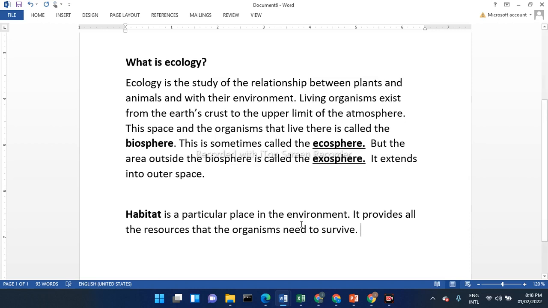So a habitat is a particular place in the environment. It provides all the resources that the organism needs to survive. It's like a fish. A fish is not going to live in the desert, right? Fish live in what? In the water. They live where they can thrive and survive. And that's why you have animals who end up migrating. Why would they migrate from one habitat to the next?